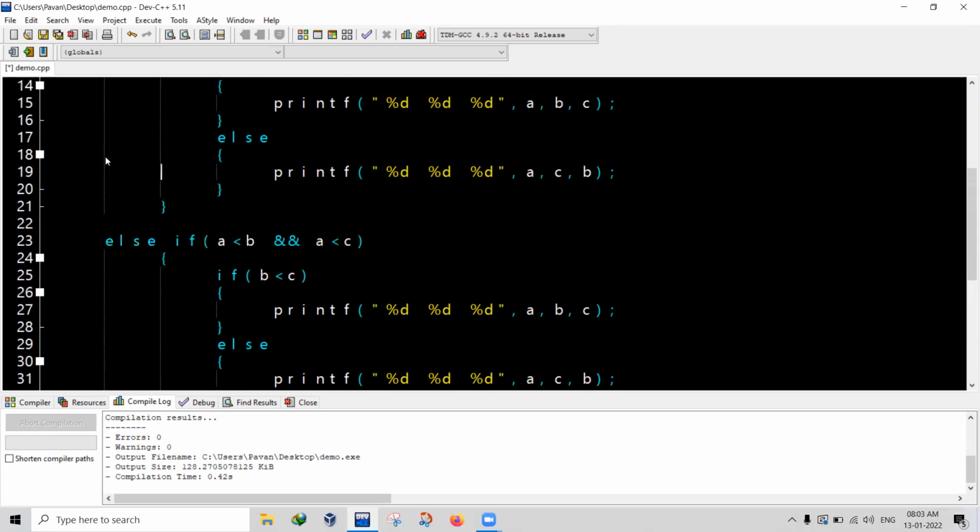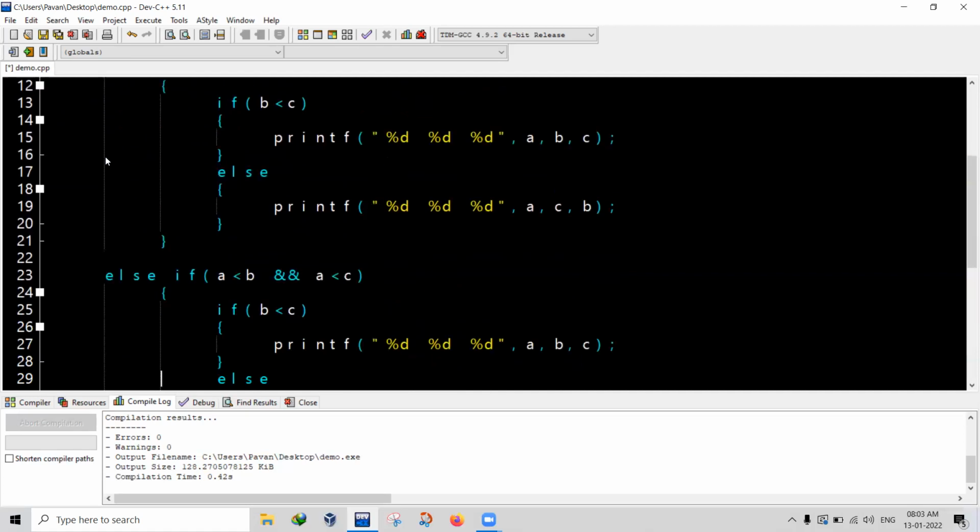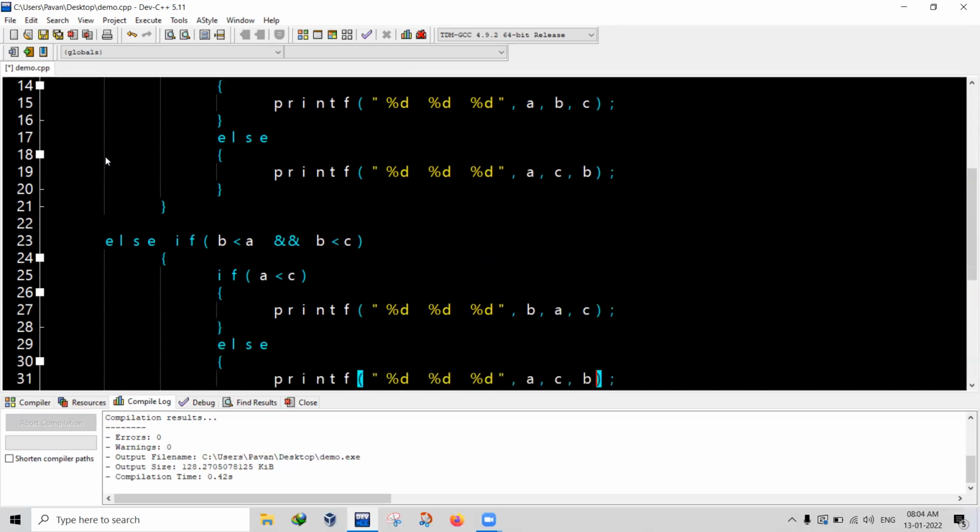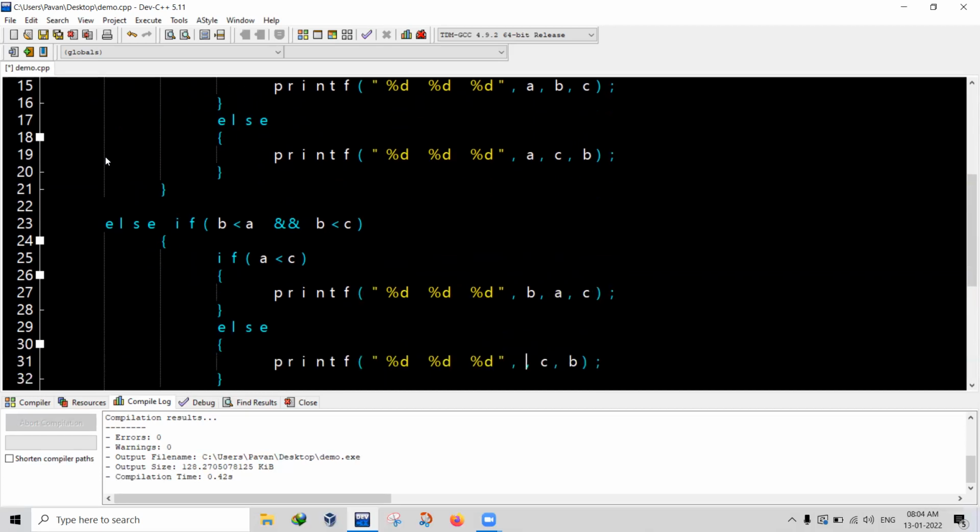Else if. For the first condition, we assume that A is the smallest. So for the second condition, assume B is the smallest. Is B less than A and B less than C, which means B is the smallest number. B has been selected. The two remaining numbers are A and C. If this happens, the smallest number is B, second smallest is A, third smallest is C, or else the smallest number is B, second smallest is C, and the last number is A.